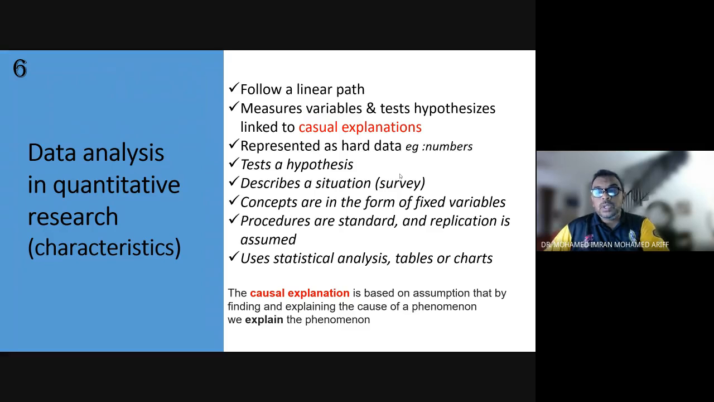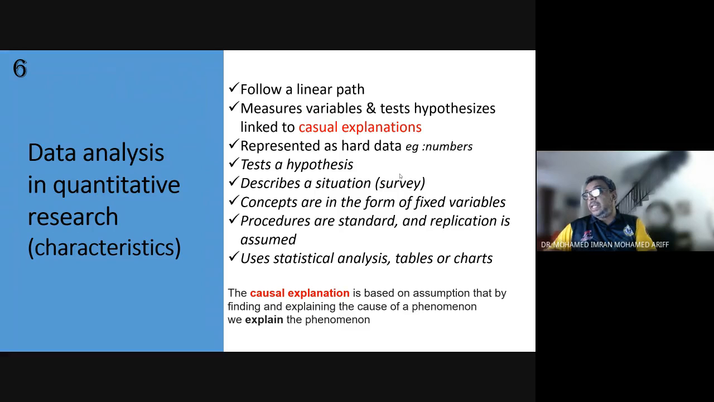Okay. Causal relation explanation is based on the assumption that by finding and explaining the cause of a phenomenon, we explain the phenomenon. Okay. What causes it to happen? Faham tak ni? Okay, so baca balik. Is an assumption that by finding and explaining the cause of a phenomenon, we explain about the phenomenon.